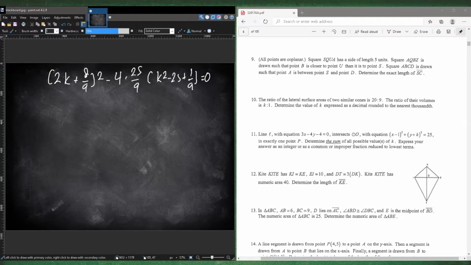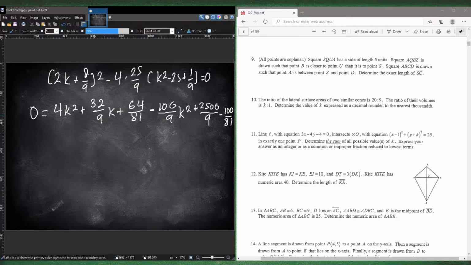All we have to do is simplify it now. So this is 4k squared, that's 16, that's 32 over 9 k, and then this is 64 over 81. This is negative 100 over 9, so minus 100 over 9 k squared. And then 100 times 25 is minus 2,500, well, negative and negative makes a positive, so positive 2,500 over 9. And then negative 100 over 9 times 1 over 9 is negative 100 over 81. Okay, so this is equal to 0.